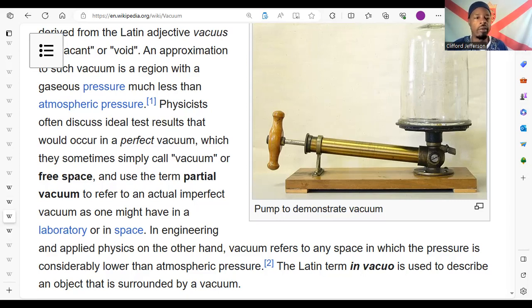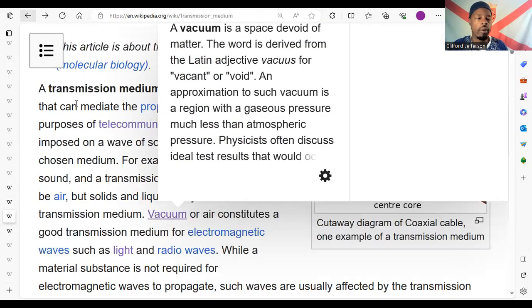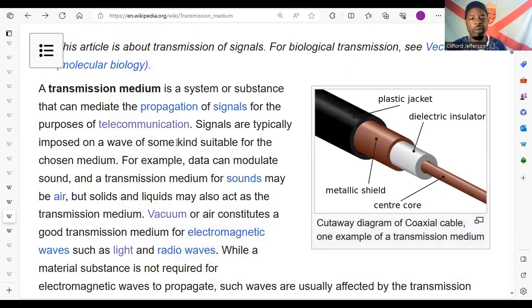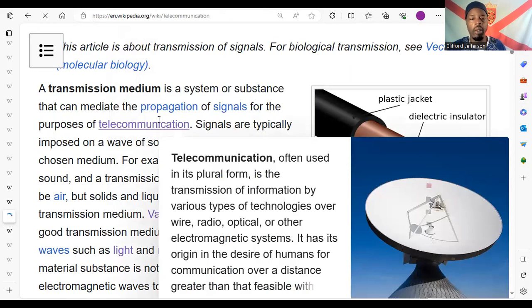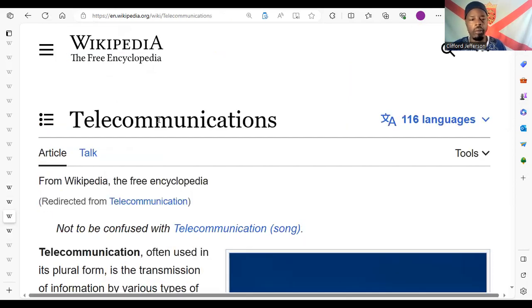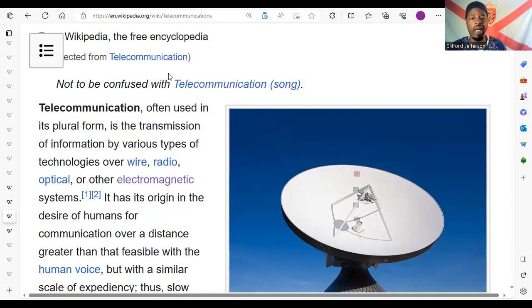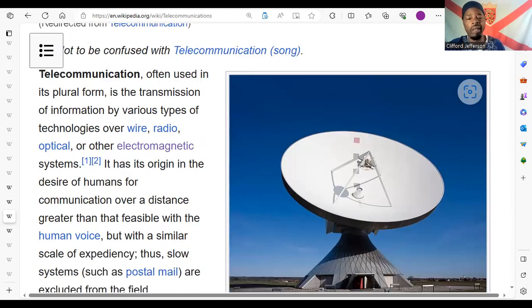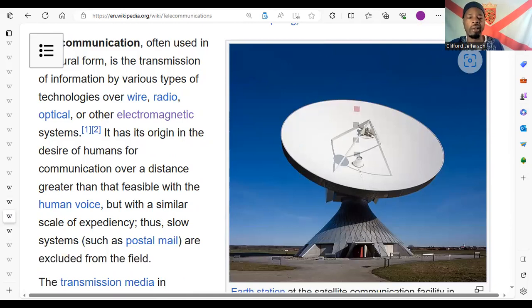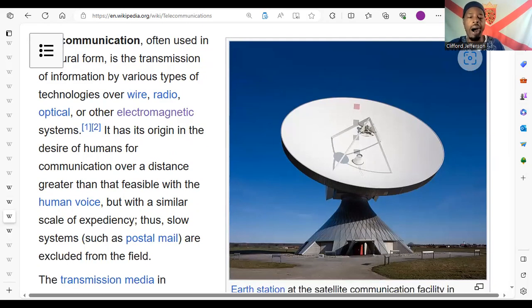All right, it says in closing, transmission medium can be used as a form of telecommunication. Telecommunication, often used in its plural form, is the transmission of information by various types of technologies over wire, radio, optical, or other electromagnetic systems.